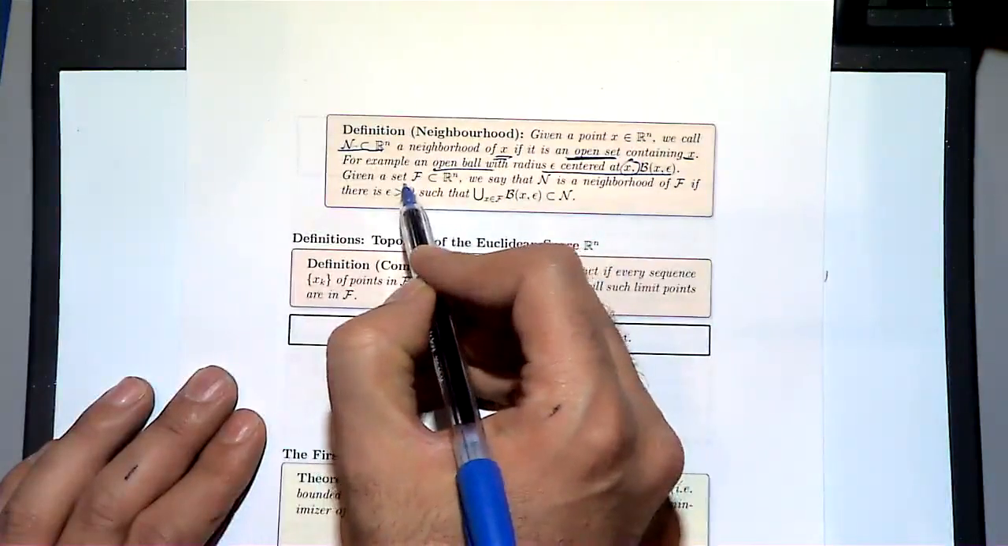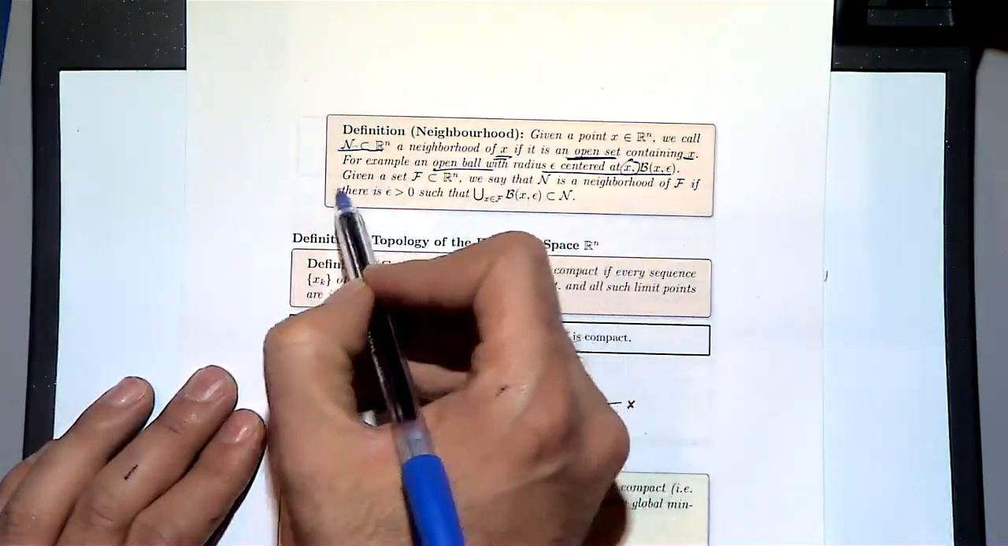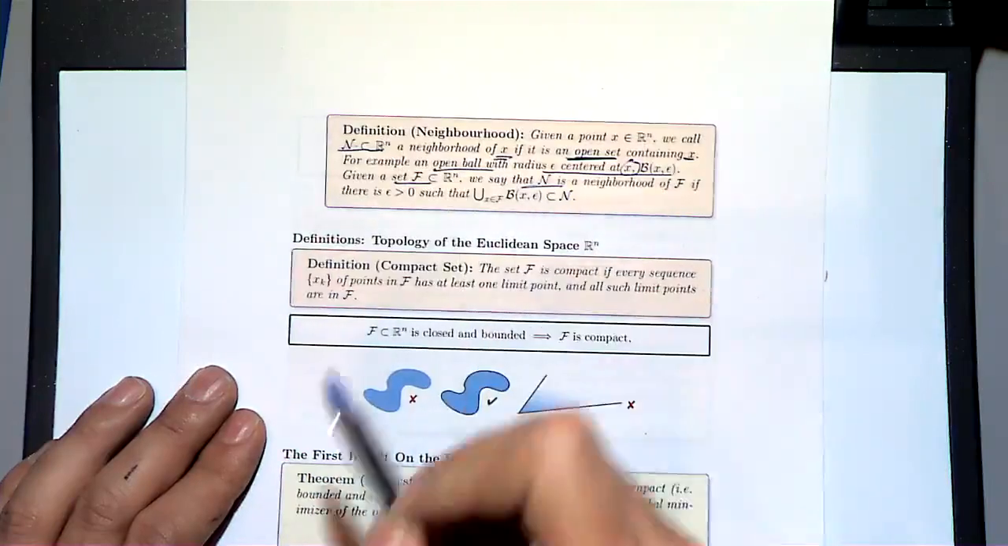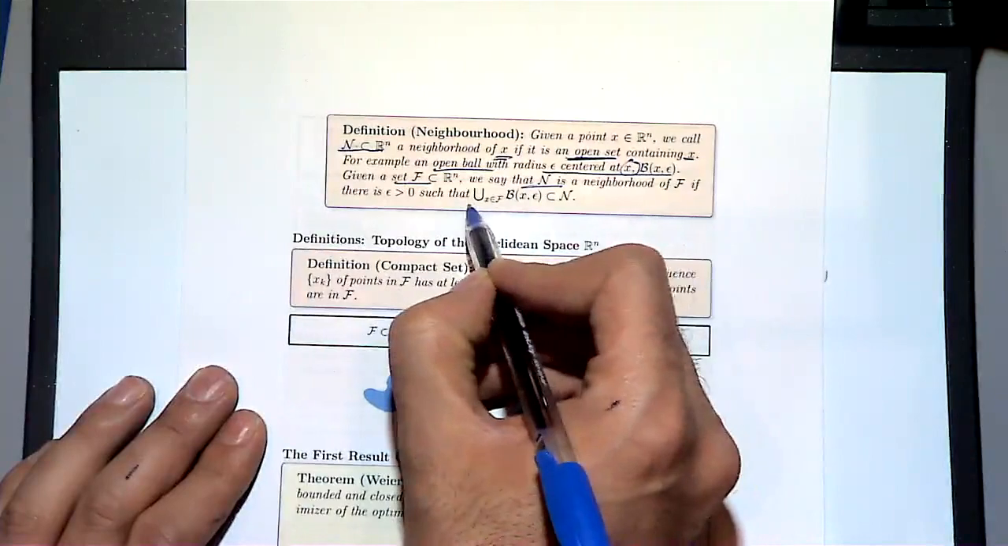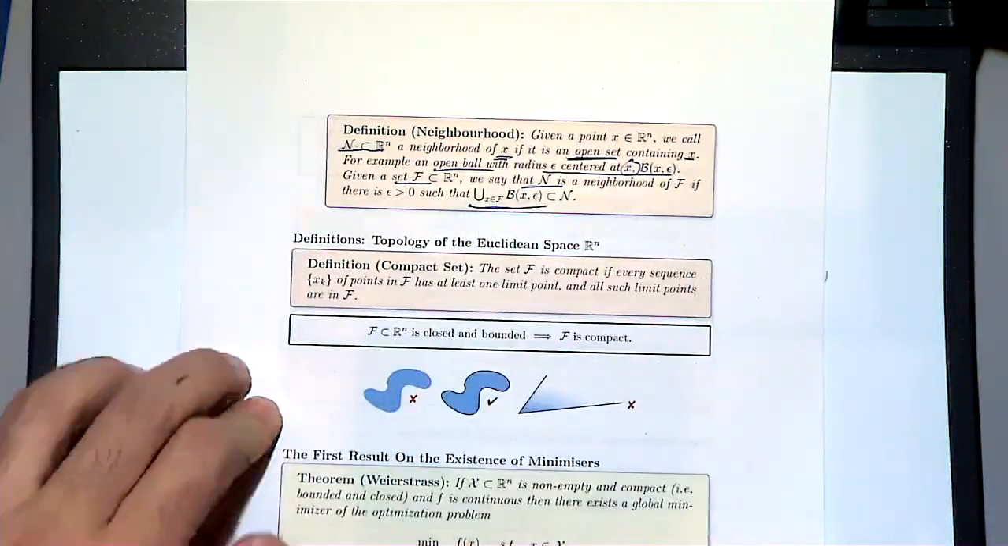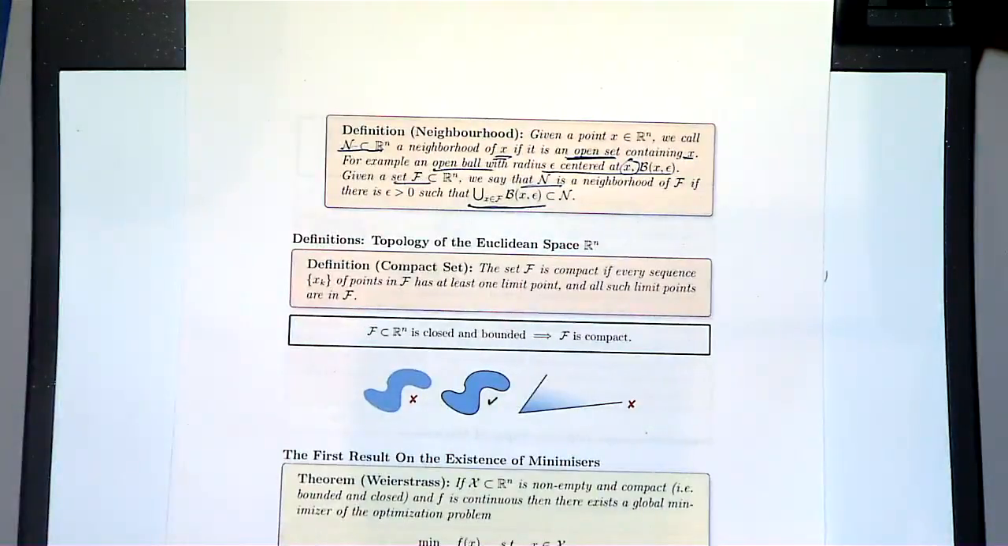We can have the neighborhood of a set F as well. Given a set, we call N a neighborhood of F if I can fit all the balls around the members of F to be inside N. So I can have neighborhoods of sets as well.